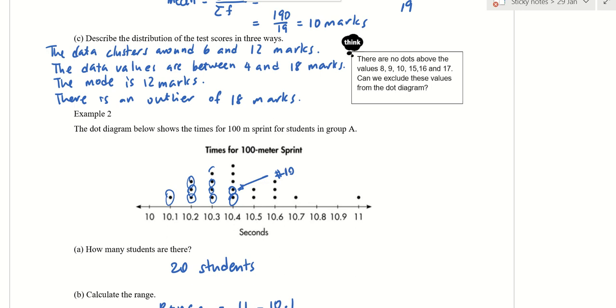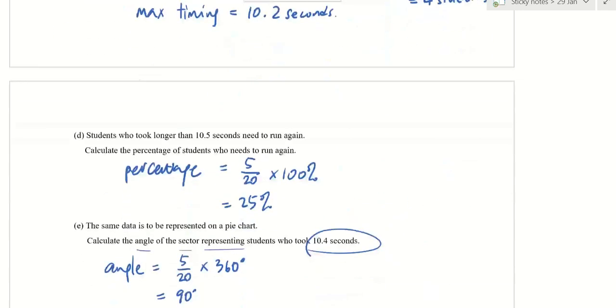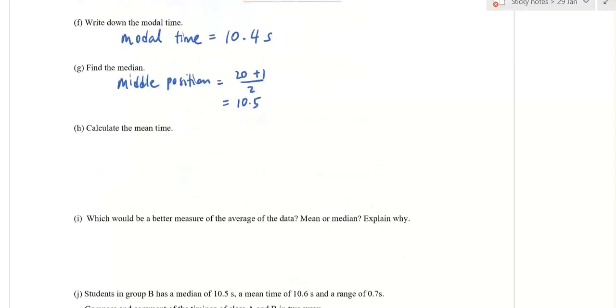Position number 10 has a timing of 10.4 seconds. Position number 11 also has timing of 10.4 seconds. So what is the mean of 10.4 and 10.4? It is going to be 10.4 again. So conclude that the median is 10.4 plus 10.4 divided by 2, so you get 10.4 seconds.